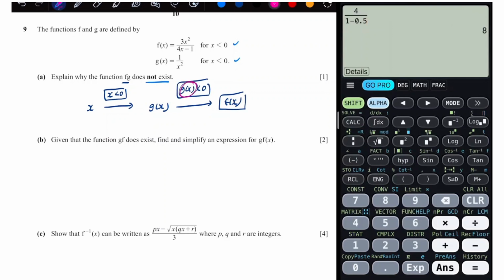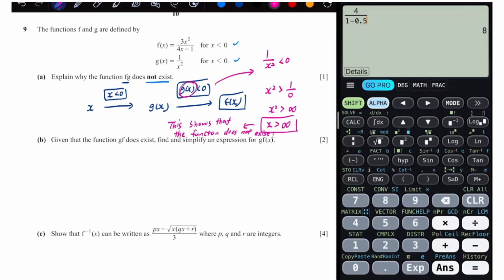In order to find out the domain, g(x) is less than 0, so you just replace g(x) with x squared less than 0. When you make x squared the subject, it will be x squared, which must be less than negative infinity. So apparently there are no such functions. This shows that the function does not exist. Nothing can be less than negative infinity, right? This shows that the function does not exist.